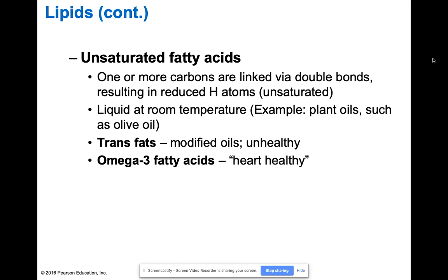These are considered more like heart healthy. If we're talking about the omega-3 fatty acids, and that's also really good for your eyes, these are going to be liquid at room temperature. Trans fats are not natural. They are man-made, and they're extremely unhealthy for you.